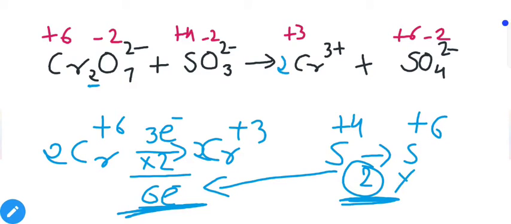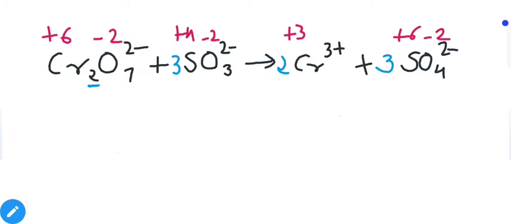So to equalize the number we have to multiply the oxidation of sulfur by 3, so that we get a total of 6 electron transfer. So simply we will add 3 ions of SO3 2 minus, which will give us 3 ions of SO4 2 minus. So now on the basis of electron transfer our reaction is balanced. Now let's calculate the total charge on both sides.